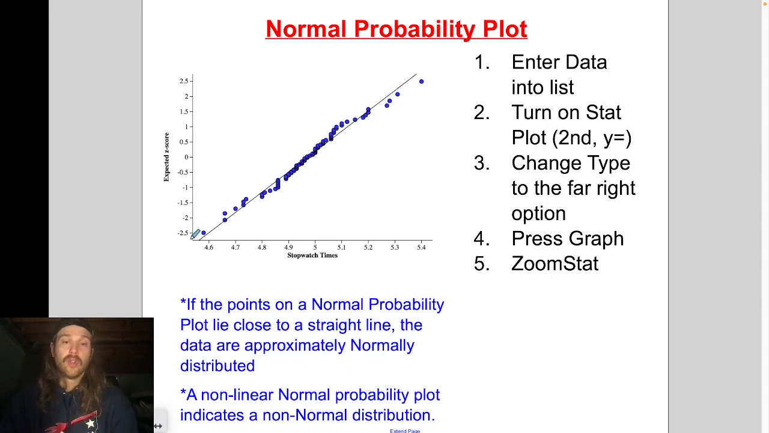So we're looking at stopwatch times based on the normal probability plot. This is our data from class. The stopwatch times look approximately normally distributed. They're falling in a straight line. But this was supposed to be our normal data.